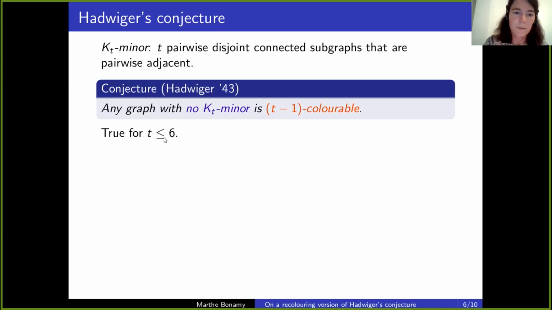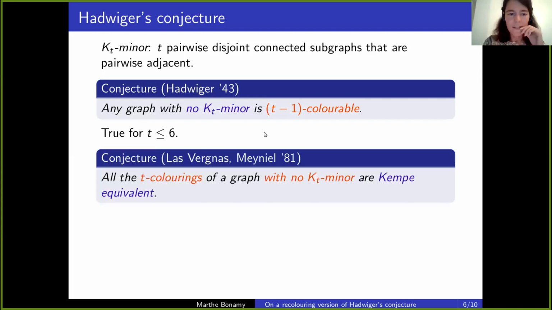So every planar graph... it's something stronger than saying that every planar graph is 4-colorable. So this conjecture in the case t equal to 5 implies the 4-color theorem. So you can imagine case t being 6 and then t being higher. But anyway, we have no idea if this conjecture is true in general, for high t.